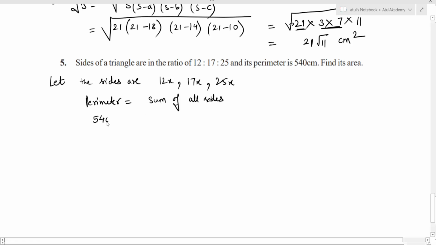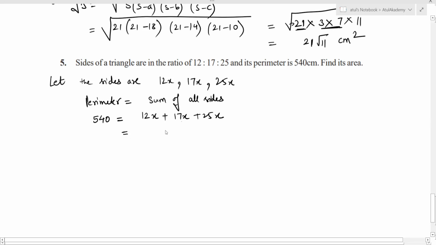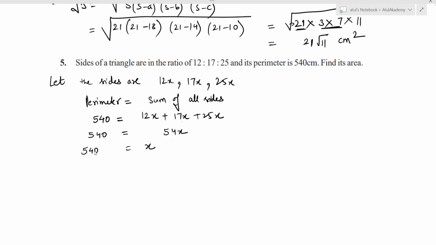And it is given as 540 also. So let's add 12x plus 17x plus 25x. When you add it, it's 54x only. So 540. So what is the x coming out to be? 540 by 54. So x is 10.